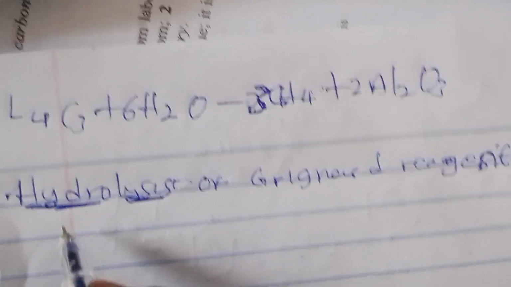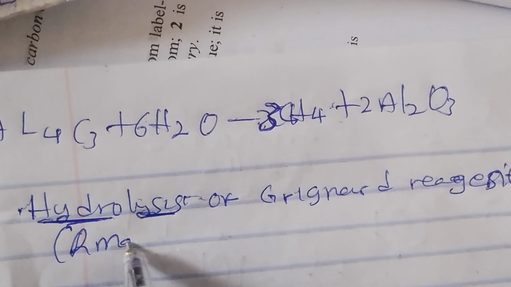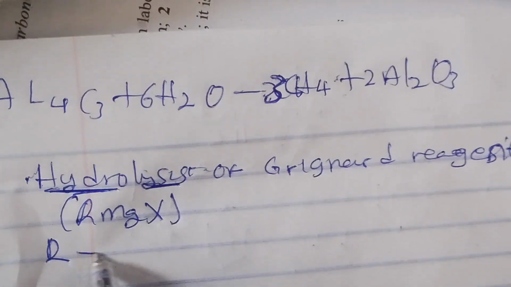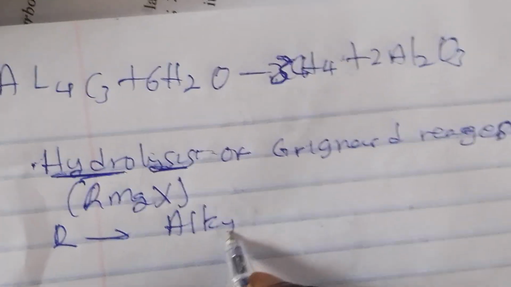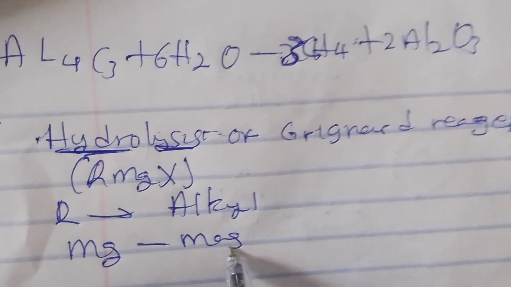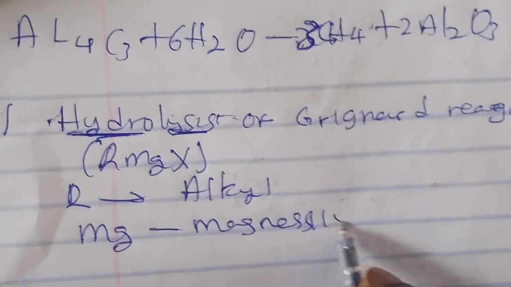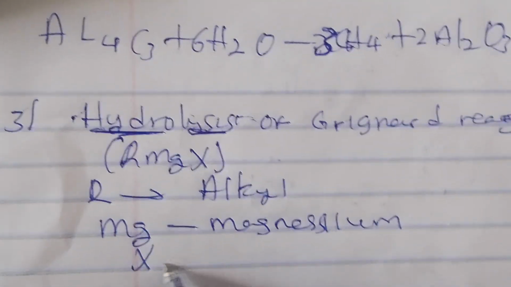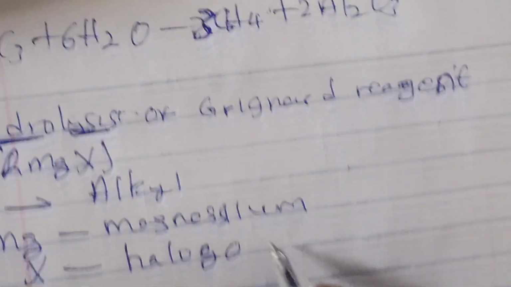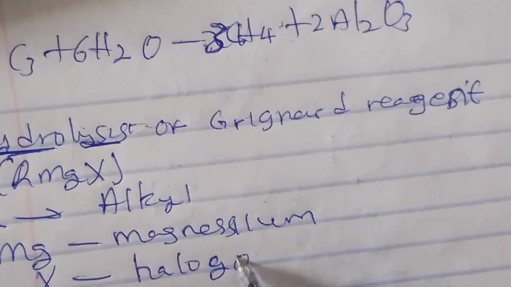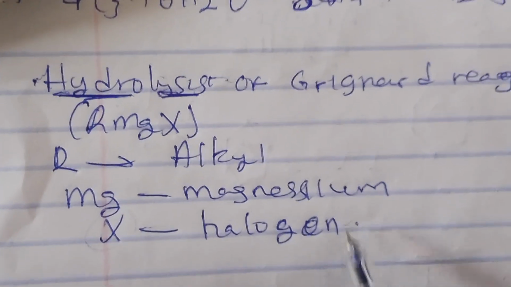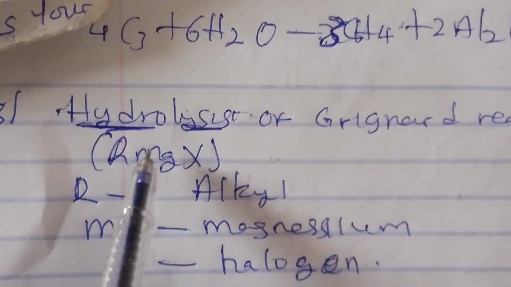And the formula for Grignard reagent is RMgX, where R is an alkyl group, Mg is magnesium, and X is a halogen. Whenever you see X in organic chemistry, you call it halogen. This one is known as hydrolysis of Grignard reagent.